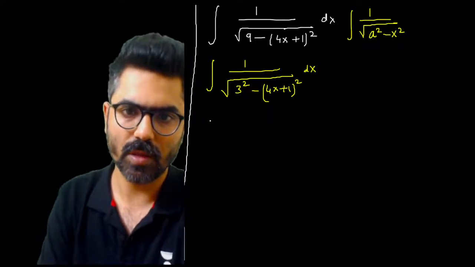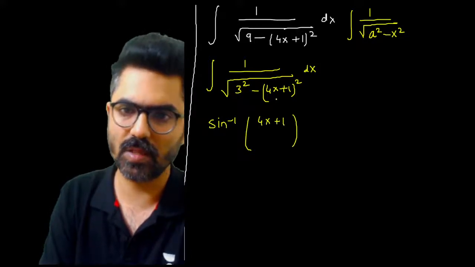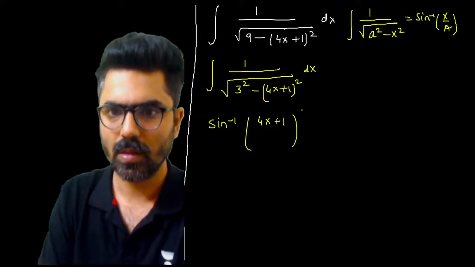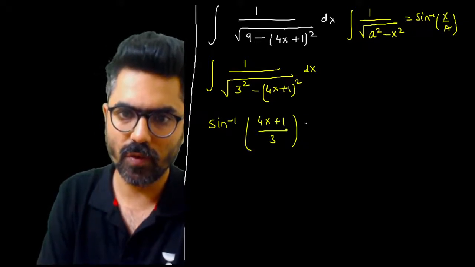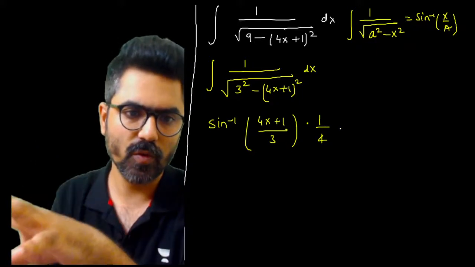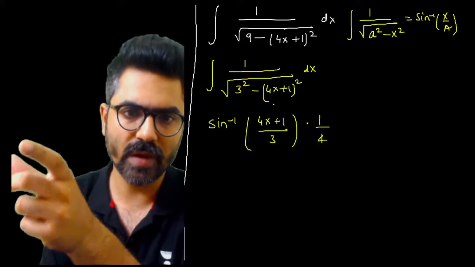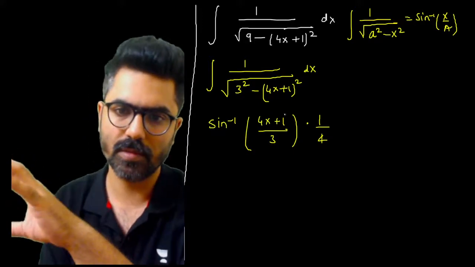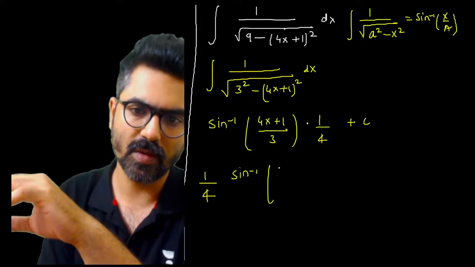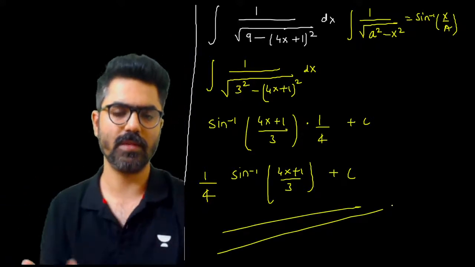Okay, now let's apply the formula. It is sine inverse x. X is 4x plus 1. Who is playing the role of x here? 4x plus 1. Sine inverse x by a. A means 3 here. All we have to do is just multiply with 1 by 4, because the coefficient of x is 4 here. We need to always make sure that we divide by the coefficient of x. Okay, and plus c. So the final answer is 1 by 4 sine inverse (4x plus 1) upon 3. This is your final answer.